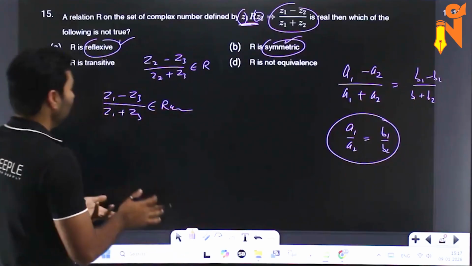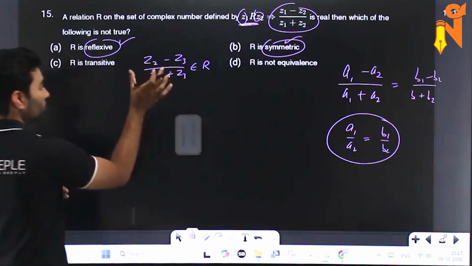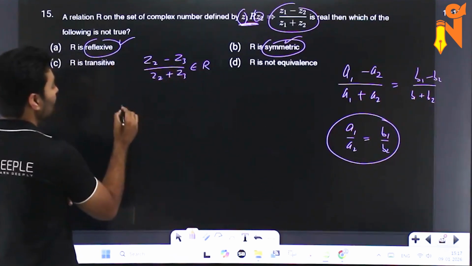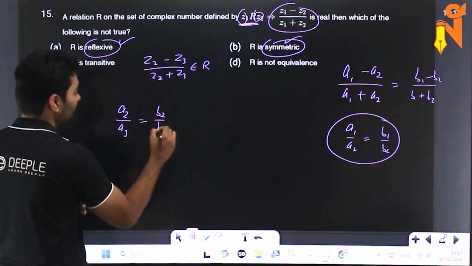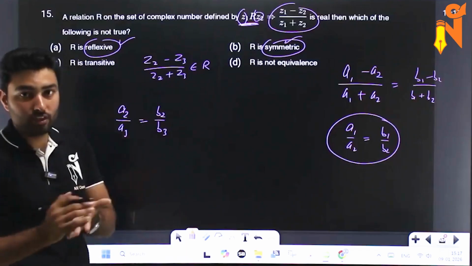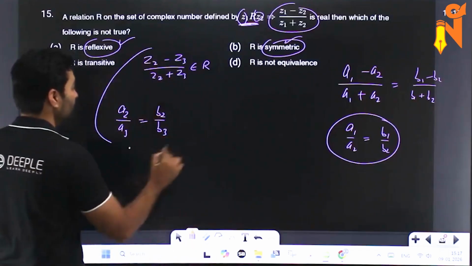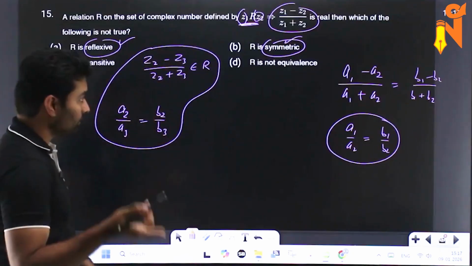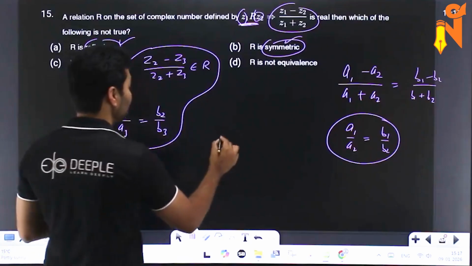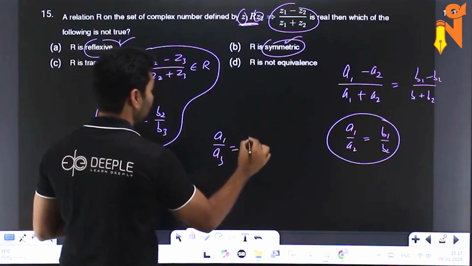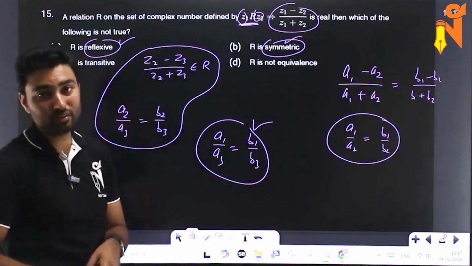This is the basic fundamental of transitive. Don't solve this again. Obviously, in the same way you will get a2 by a3 is equal to b2 by b3. These are numbers only with 1, 2, 3 marking. You will get the same thing here. Don't solve, from here you will get this. Then what is the property of transitive? This and this, then this. This should be correct. If not correct, then this is not transitive.